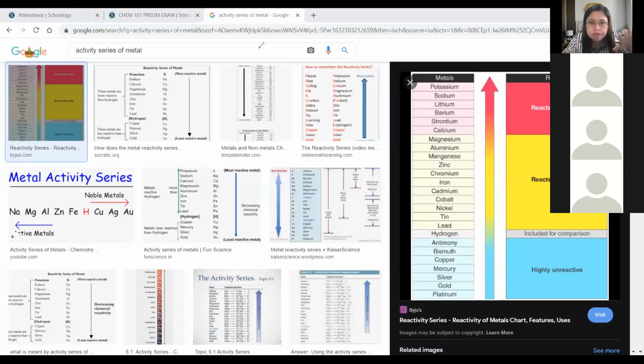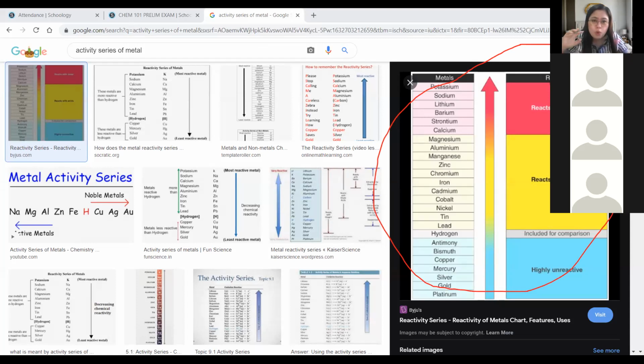I hope you can see it on your screen, this part here. This part here is what you call the activity series of metals. Nakapasunod na siya, class, gikan kay potassium padulong kay platinum. And mao ni siya ato ang listahan sa reactivity of our metals. And ito yung babasehan natin sa single replacement.